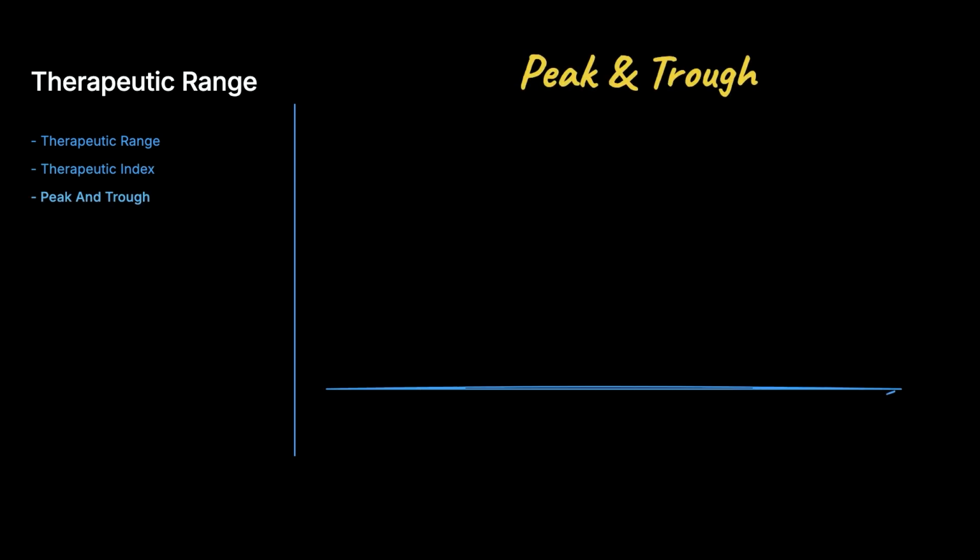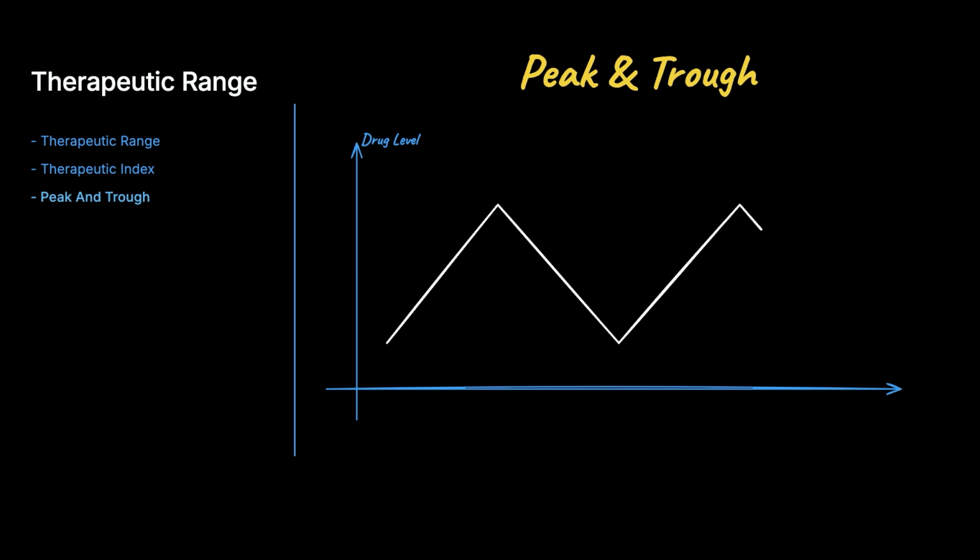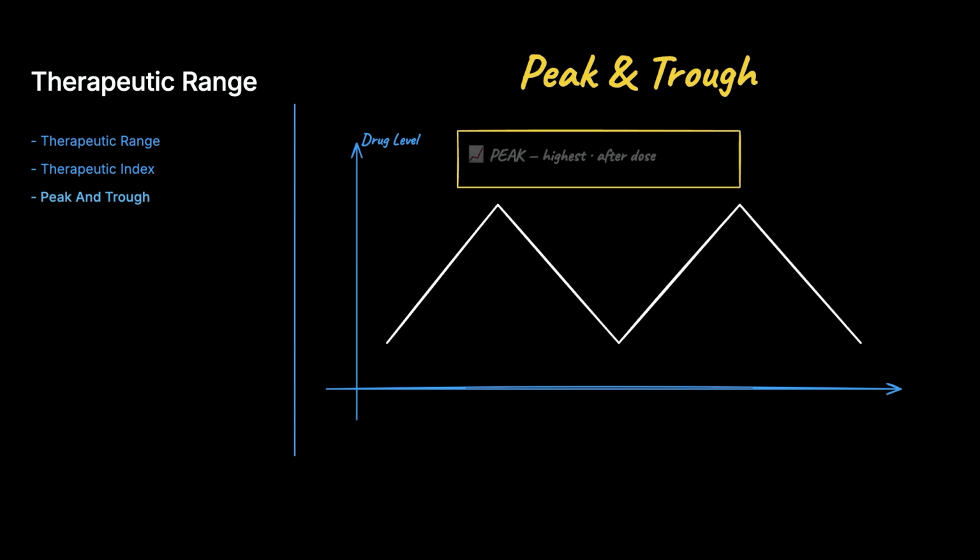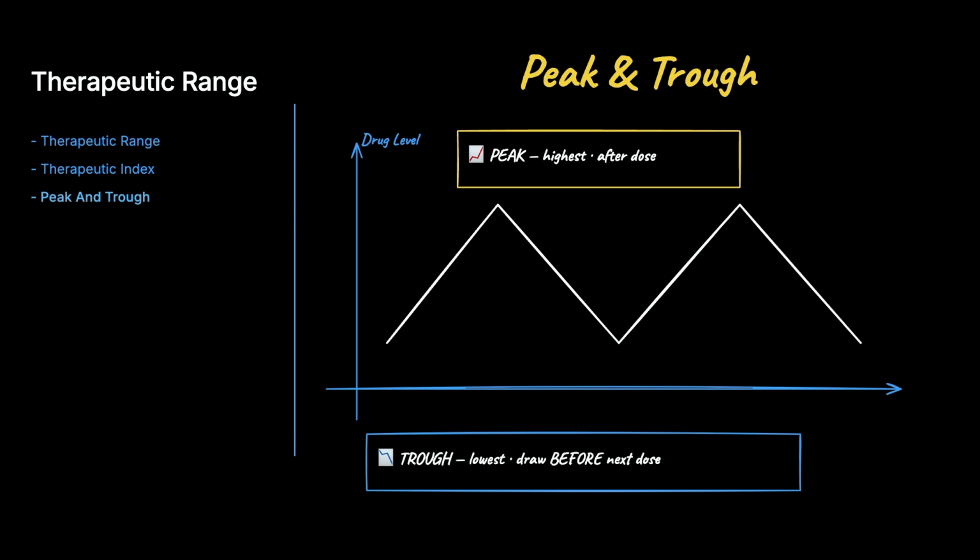This brings us to peak and trough levels, which students often confuse. The peak is the highest concentration in the blood, occurring after the dose depending on the route. The trough is the lowest concentration, and you draw that blood sample immediately before giving the next dose.